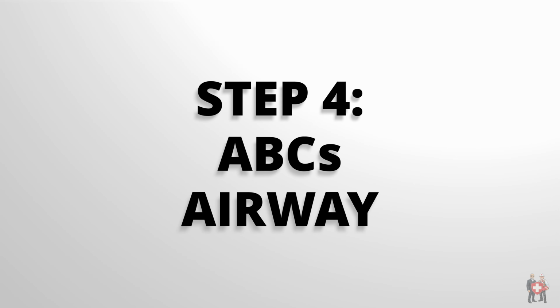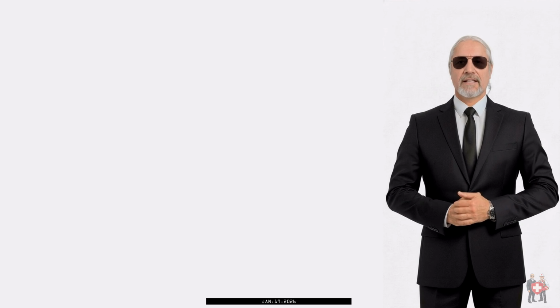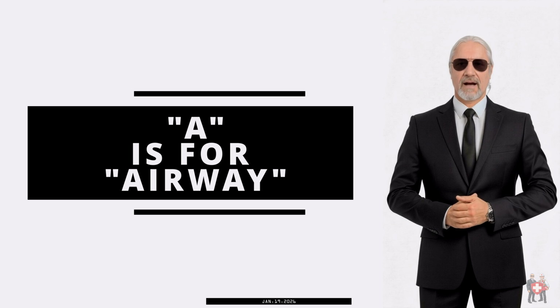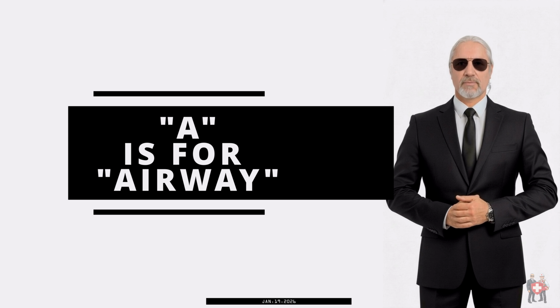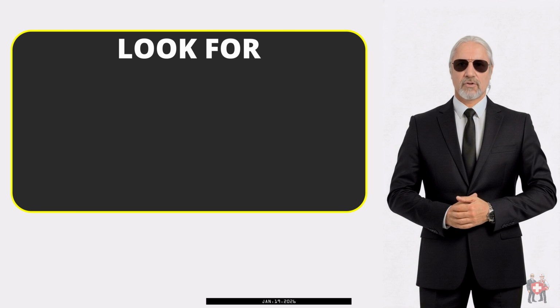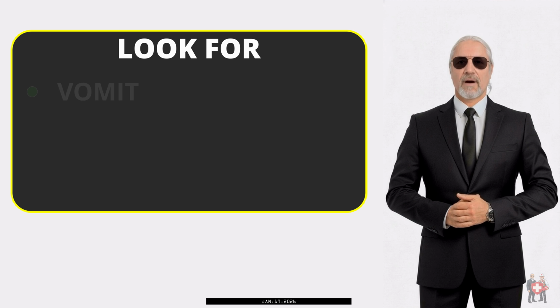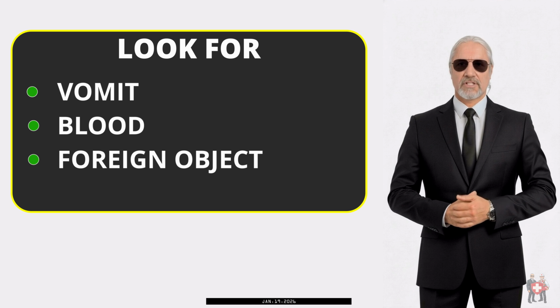Step 4. Airway. First check of the ABC process is A for the airway. After help is on the way, the responder checks the airway. Look for anything blocking it, like vomit, blood, or a foreign object.